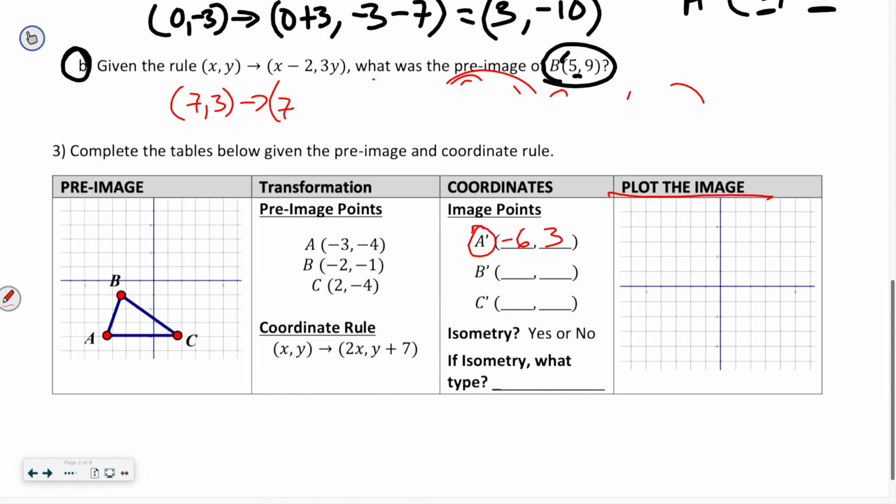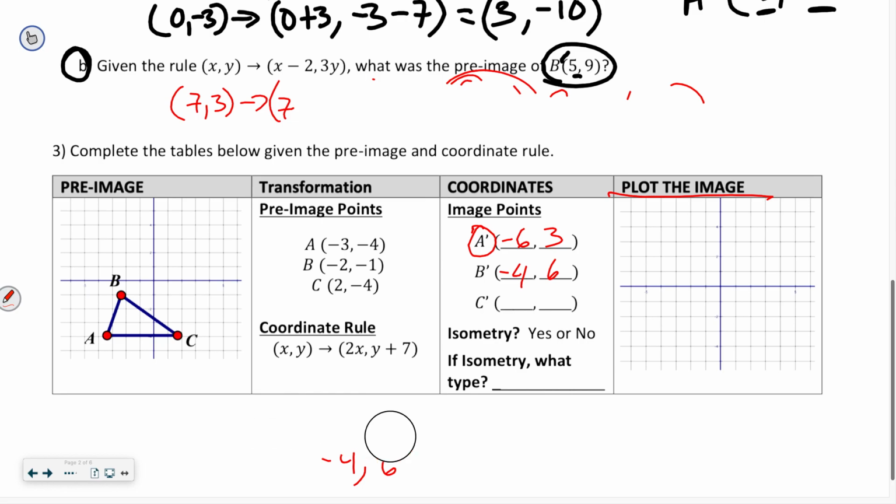The second point would be B. Well, the same thing. Let's apply the rule to B. B would be 2 times negative 2, and then comma, using the rule again, y is negative 1 plus 7. You should try this on your own and just use the video to check your work. I get here negative 4, comma 6. And so this is negative 4, comma 6.